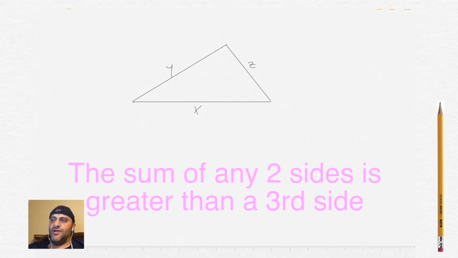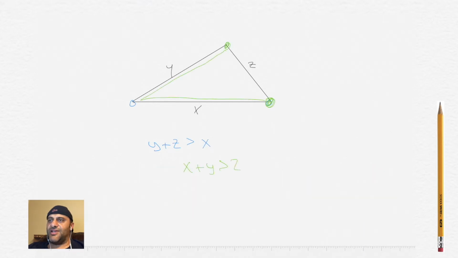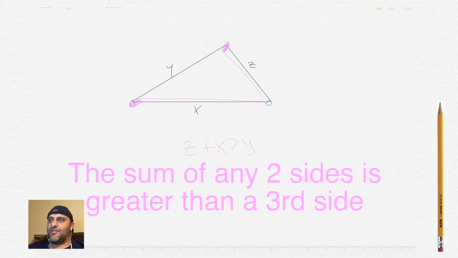The first rule I want to discuss is the sum of any two sides is greater than a third side. So meaning y plus z, those two sides have to be greater than x. And x plus y has to be greater than z. And conversely, which one did we leave out? Z plus x has to be greater than y. Okay, once again, the sum of any two sides is greater than a third side.